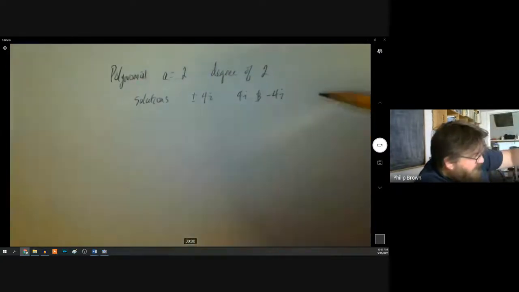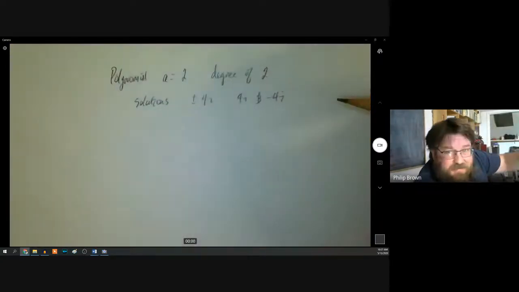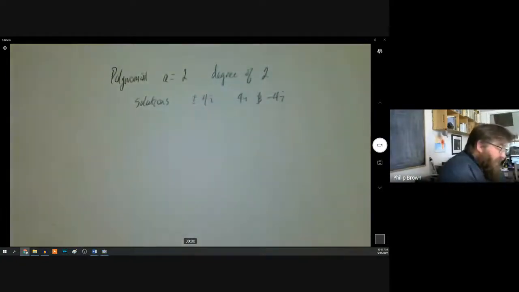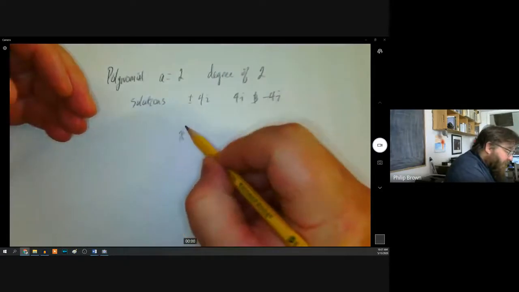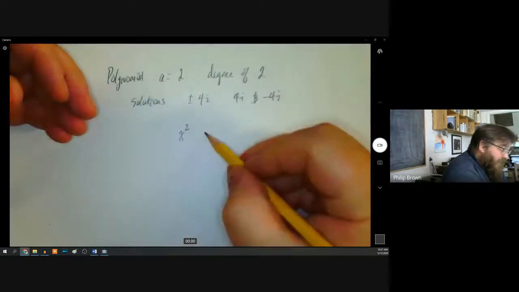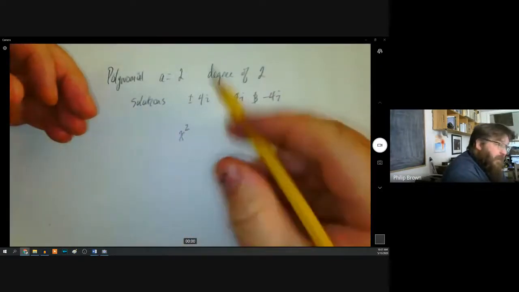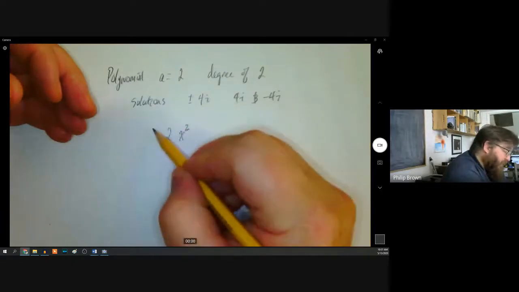All right, so there we go. I don't know which is better. So anyway, we need a degree of 2. So that means it's going to be an x squared. It could have an x, but it might not. We don't know. But the leading coefficient is definitely 2, right?